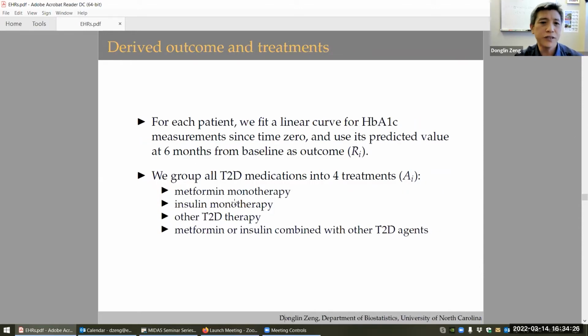Well, we also need to define, remember, we already have this treatment time 0, right? I mentioned the last clinical encounter date as time 0 for treatment. But then you need to define your outcome.